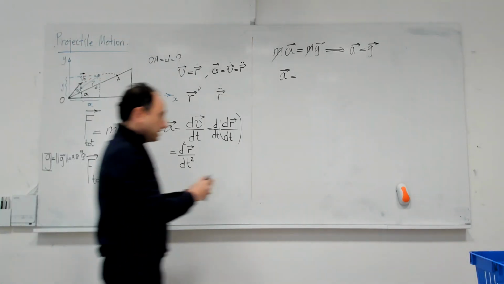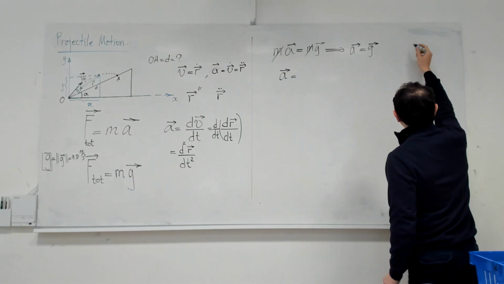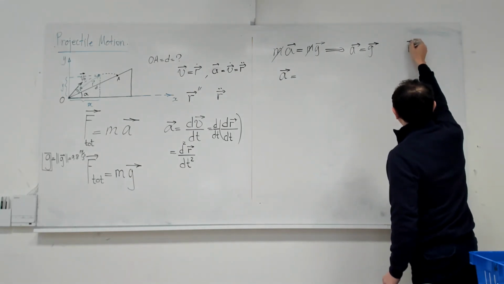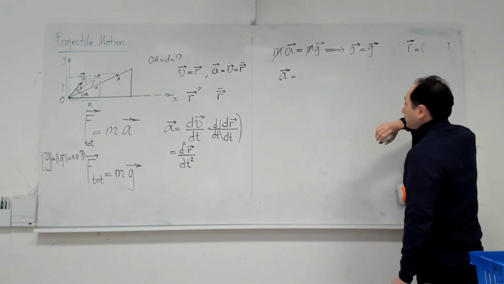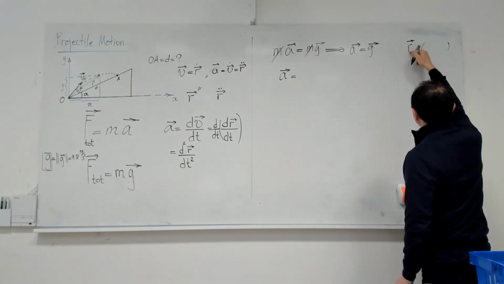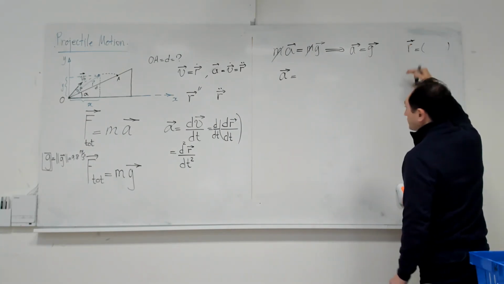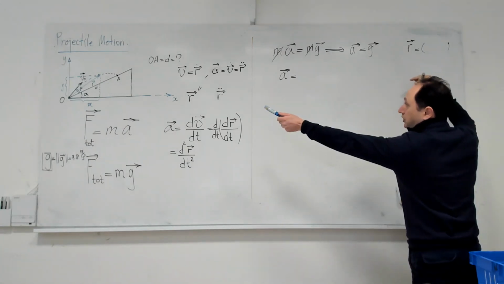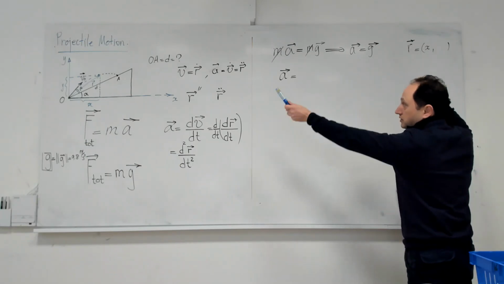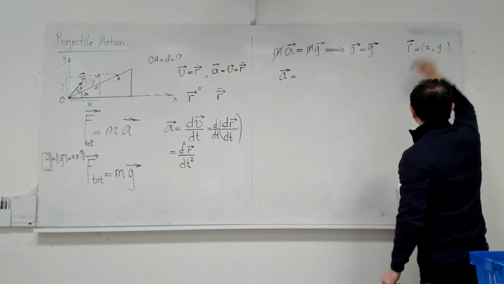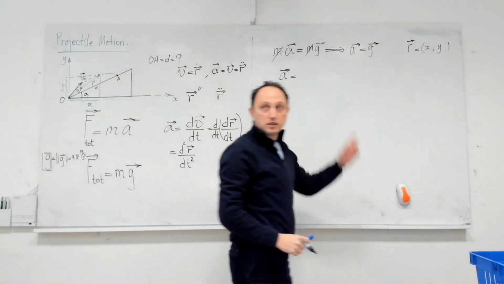So if I say that what is r, you remember in analytic form, a vector has two components because I'm working in two dimensions. The projection of the vector on the x-axis, I called it x, and the projection of this vector onto the y-axis, I called it y. Yes? Is that right?